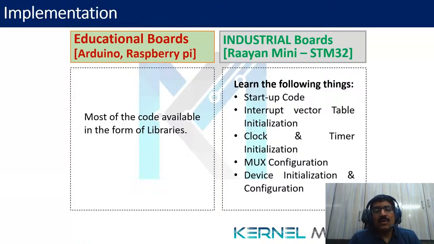Interrupt table, clock, timer, mux, multiplexer. Very important actually. A multiplexer is a combinational digital circuit. It contains 2 power n input lines and only one output, where n is the number of selection lines. Mux, 4 by 1 mux, 8 by 1 mux. Mux is very important. We are playing with the key registers, multiplexer, clock, and timer.